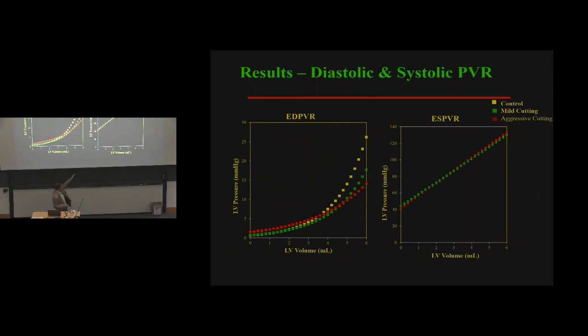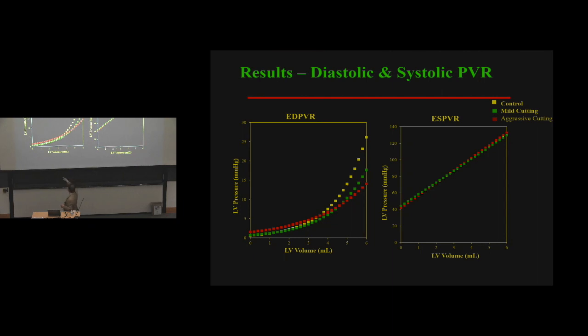So systolically, the function seems not to change. So basically, the beating part is not changing much. Right? And diastolically, the relaxation, you can see the stiffness is changing. So it's improved. It's less stiff. You can see here. The red one is the more aggressive cutting. You cut it a lot.